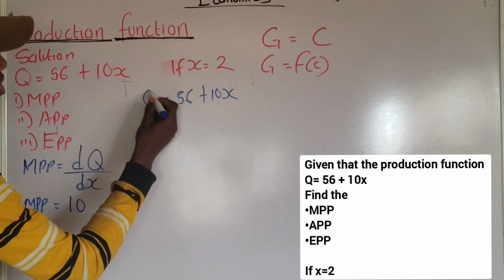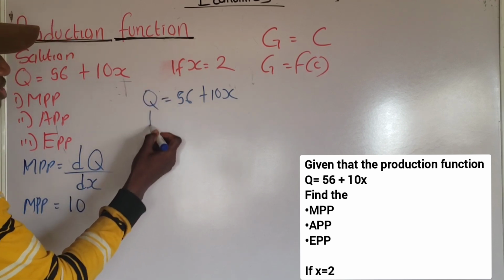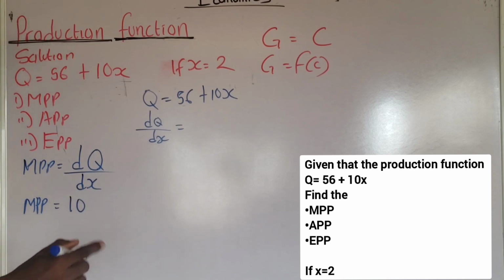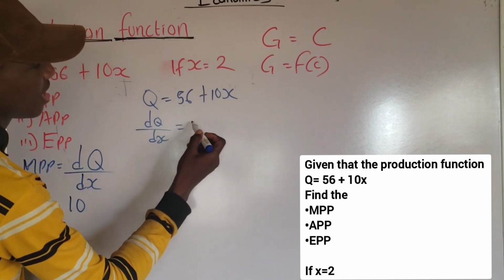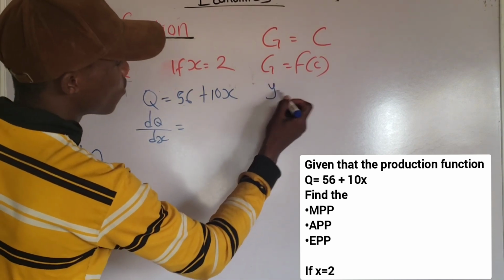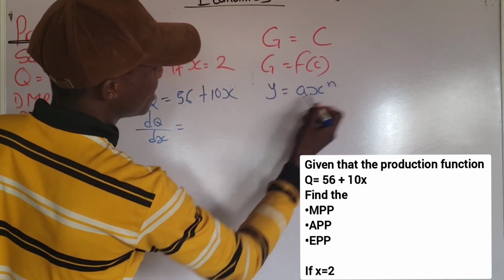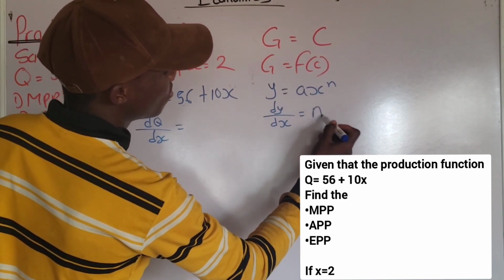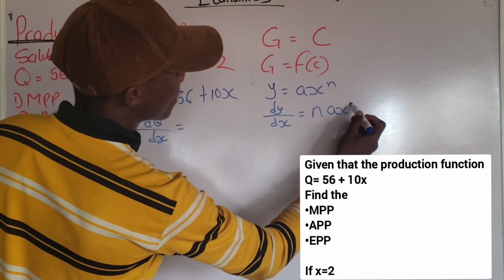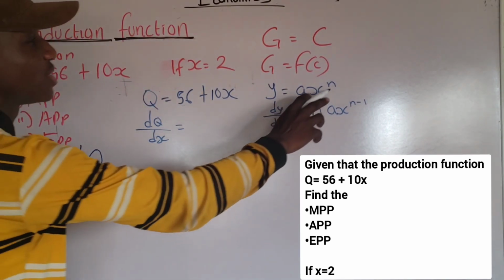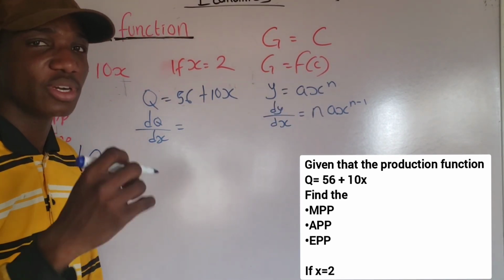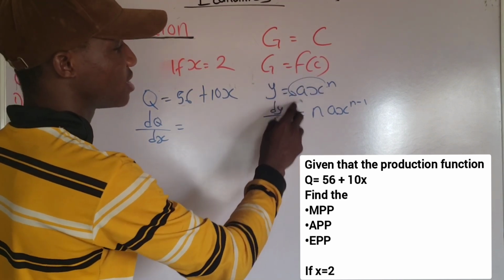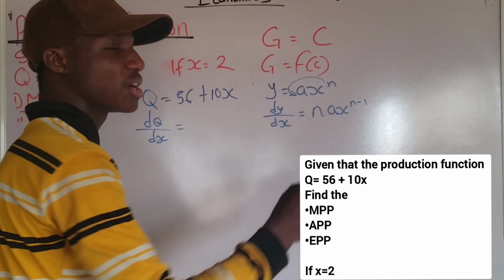let's use Q now. Q equals 56 plus 10x. dQ over dx is equal to, if you differentiate a constant, you are going to have 0. And according to the power rule, if y equals ax raised to the power of n, dy over dx is equal to n multiplied by ax raised to the power of n minus 1. That is, you take the power to multiply the coefficient, then the power will reduce by 1. So I take this power to multiply this coefficient, which is n multiplied by a, then the power will reduce by 1.